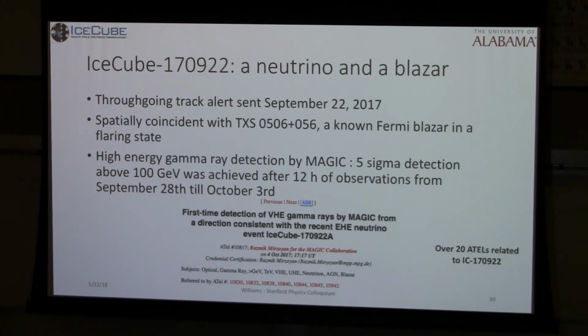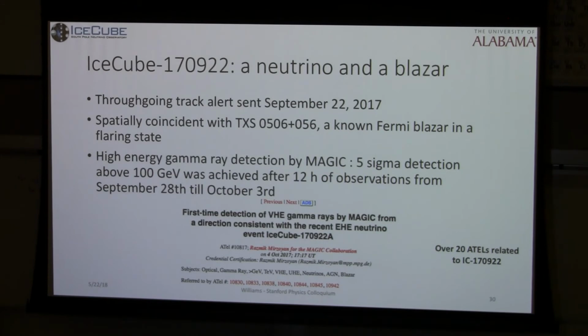And what really got everyone going was that then MAGIC followed up. This is a high-energy ground-based gamma-ray telescope, and it achieved the first detection of this blazar in high-energy gamma rays, a 5-sigma detection above 100 GeV. In the weeks following the IceCube detection, they had bad weather when they did their initial observations, so the detection came from a later observation. They sent out an ATEL here.